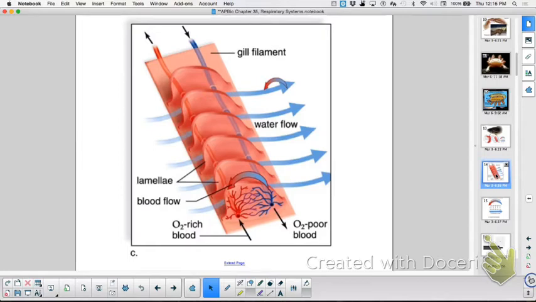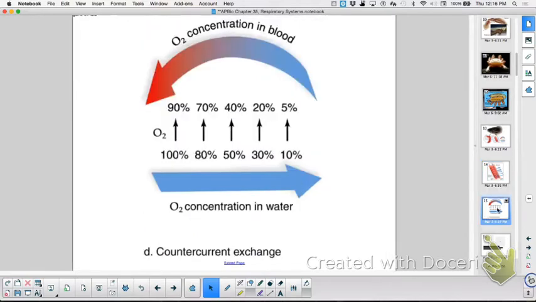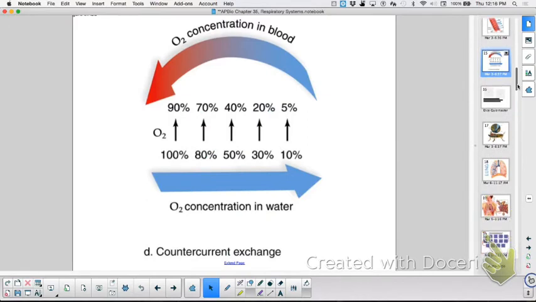Countercurrent, yeah. It's where the air or the water that's carrying the gases is moving parallel but in the opposite direction to the blood flow. And that always facilitates the gradient towards the blood getting more and more oxygenated. And you can see that here in this diagram as well.